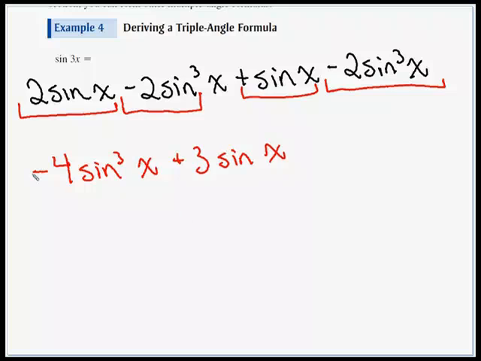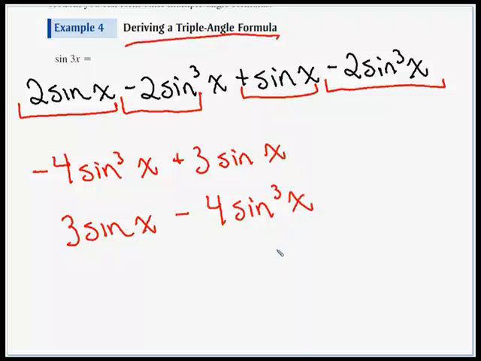And you know, something like this, you'd usually see it written with the positive term first, even though it is of lower power. We could just reverse those and have 3 sine of x minus 4 sine to the third of x. And there we just derived a triple angle formula.